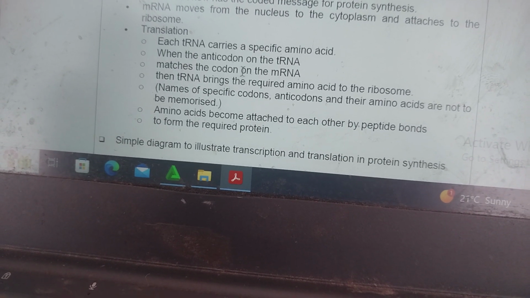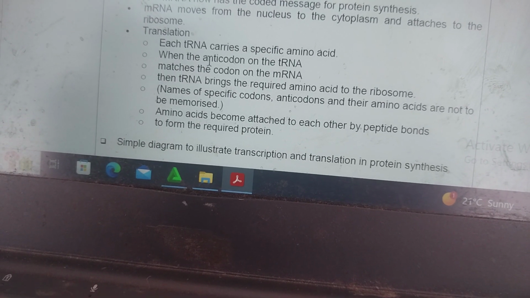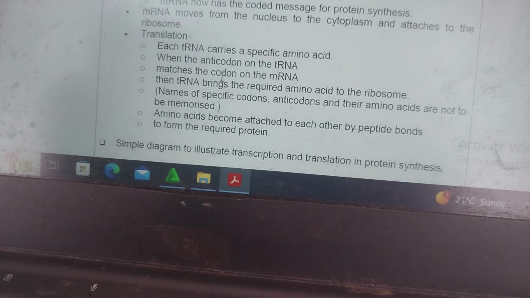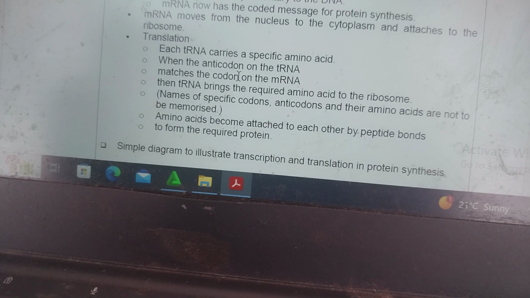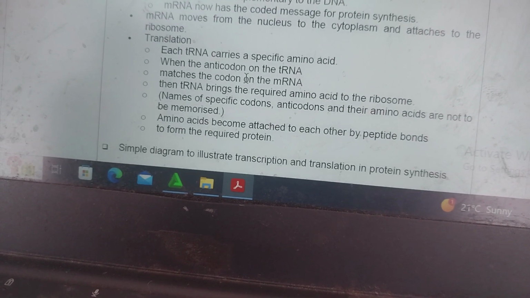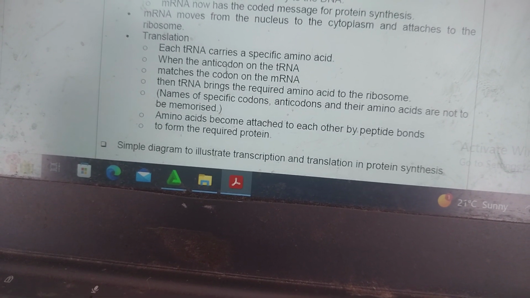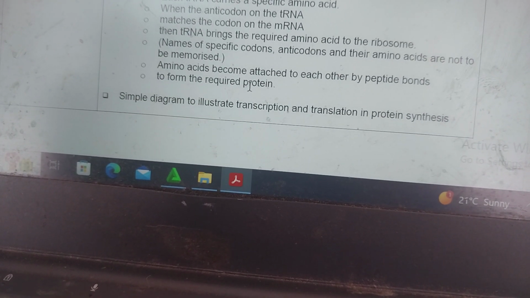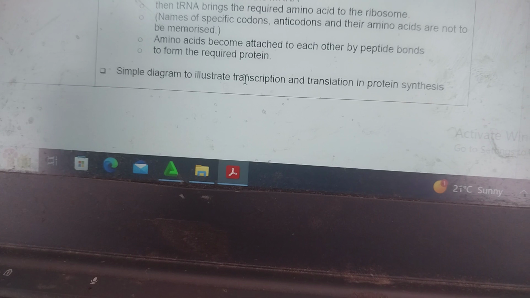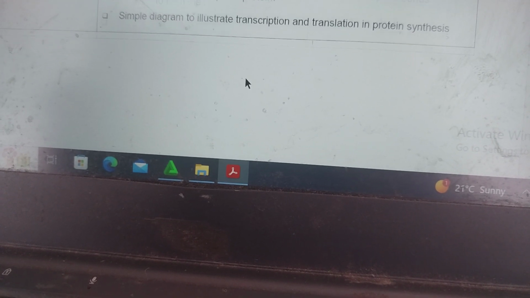So there are new words here which you need to understand: the codons and the anticodons. Now, codons are the nitrogenous bases you find on messenger RNA, and anticodons are the nitrogenous bases that you find on transfer RNA.